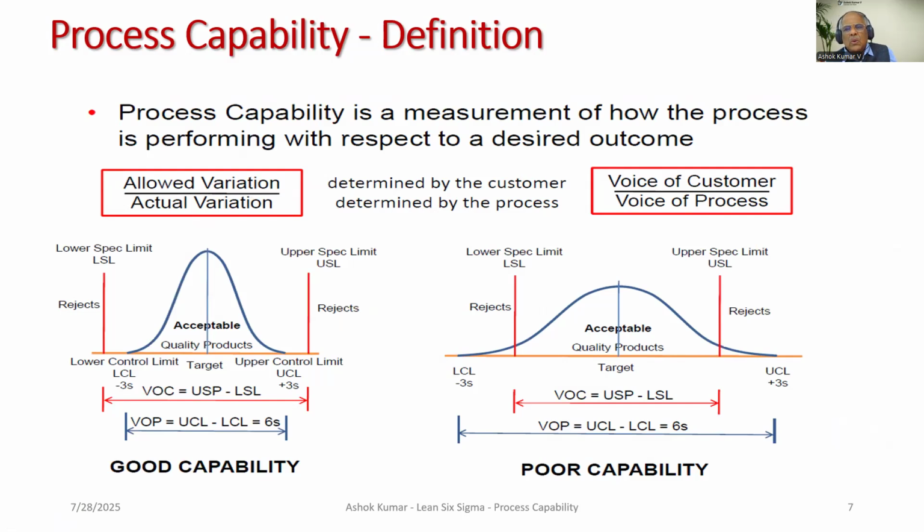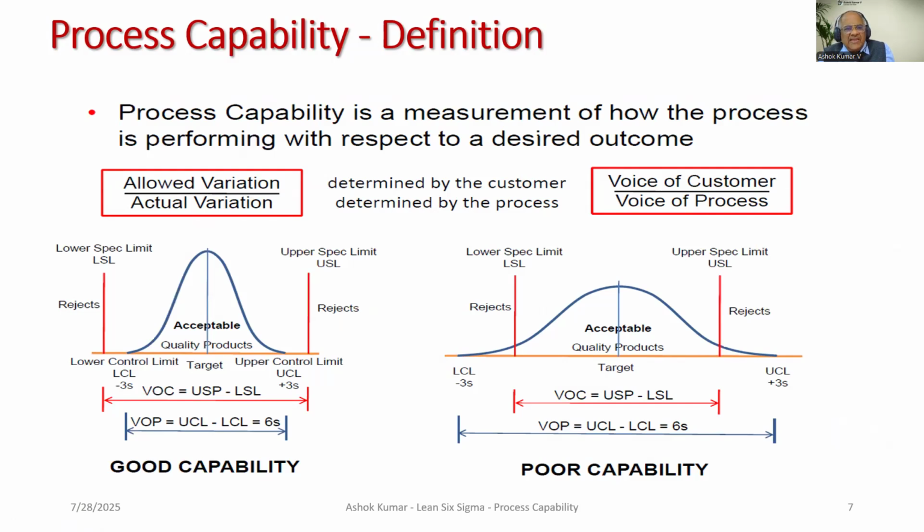Now, take the second picture. The first picture is of a good capability process. The second picture is of a poor capability process, where the Six Sigma band, the difference between the upper control limit and the lower control limit, is far wider than the specification tolerances given by the customer. So we run the risk of producing reject products whenever our process overshoots either of the specification limits.